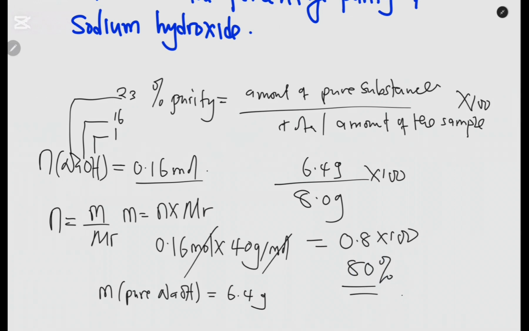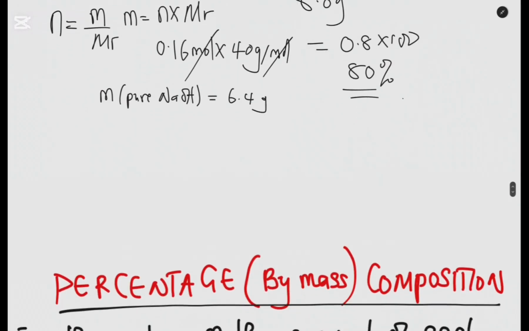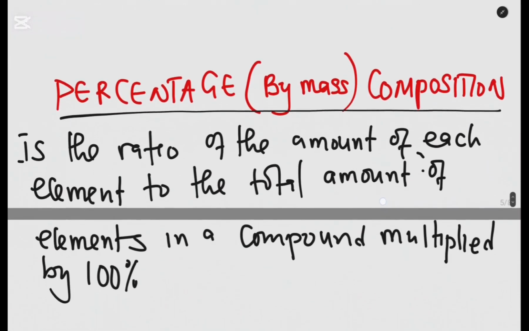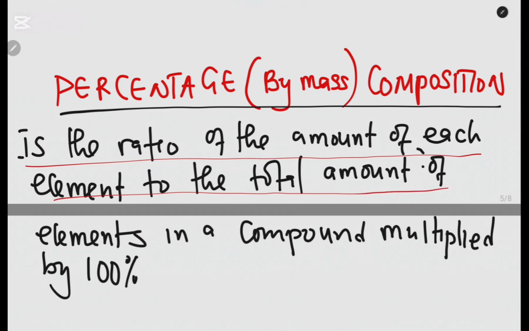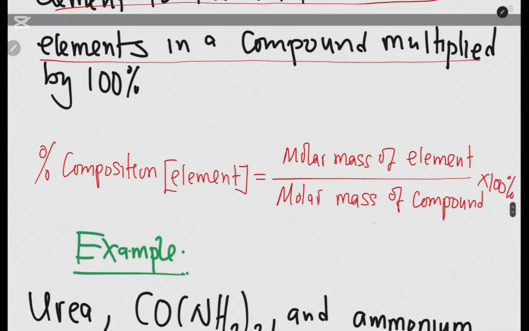I guess you've gotten what we are doing. All right, let us look at the last part now, that is percentage composition or composition by mass. Now, what is composition by mass? It is the ratio of the amount of each element to the total amount of the element in the compound, multiplied by 100%. So this is how we calculate percentage composition. So composition of an element: mass of the element, divided by molar mass of the compound, multiplied by 100%.